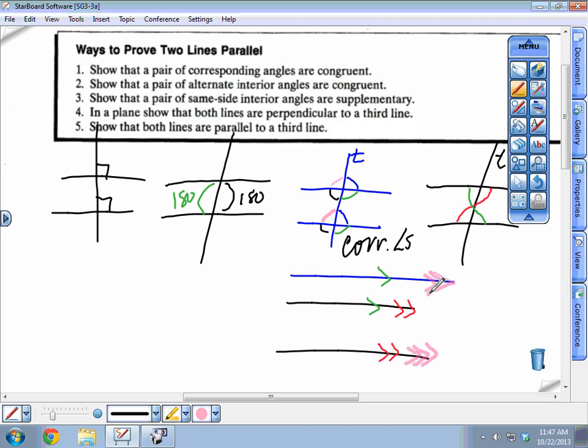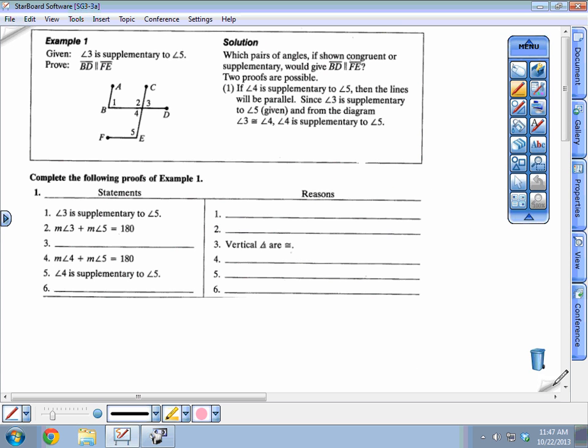That's just a review of those 5 ways. So you have 5 ways to prove lines are parallel. Do you know what they are? Corresponding, same side interior, supplementary, alternate interior is congruent. If a line is perpendicular to both lines, then they are parallel to each other. Or if two lines are parallel to a third line, then they are parallel to one another. 5 methods. We're going to use those 5 methods because we're going to do some proofs, as soon as I get on to the next page.